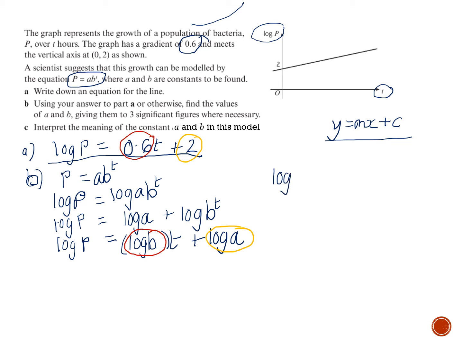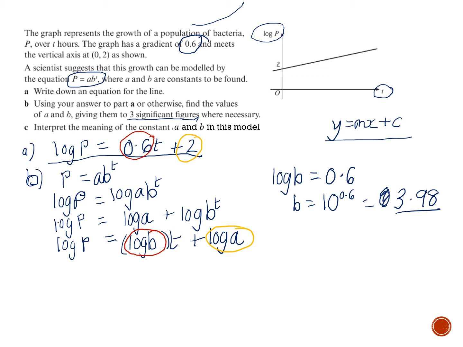So log B equals 0.6 by comparing the coefficient of T. We know how to solve that now. Log B equals 0.6, and remember log is log to the base 10. So B is equal to 10 to the power 0.6. That's why we've been doing solving equations like this, so we can solve them in this. Pop that in your calculator. Back to the question, 3 significant figures. 3.98 is the answer for B.